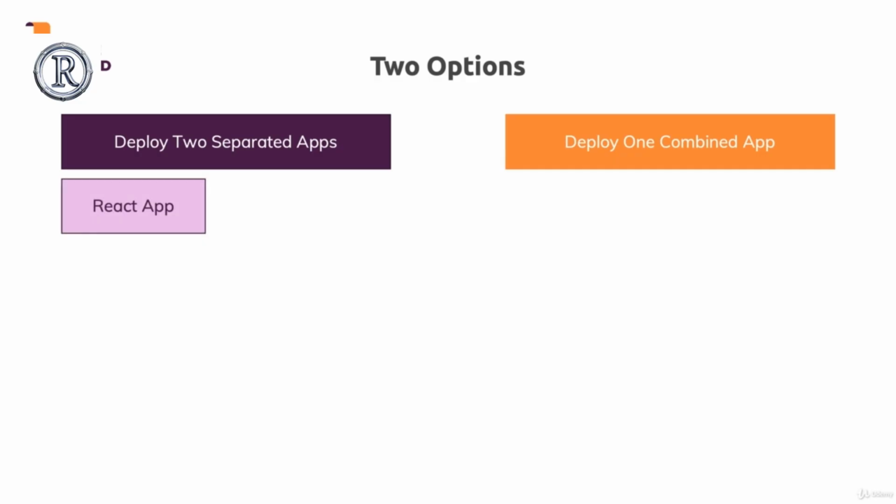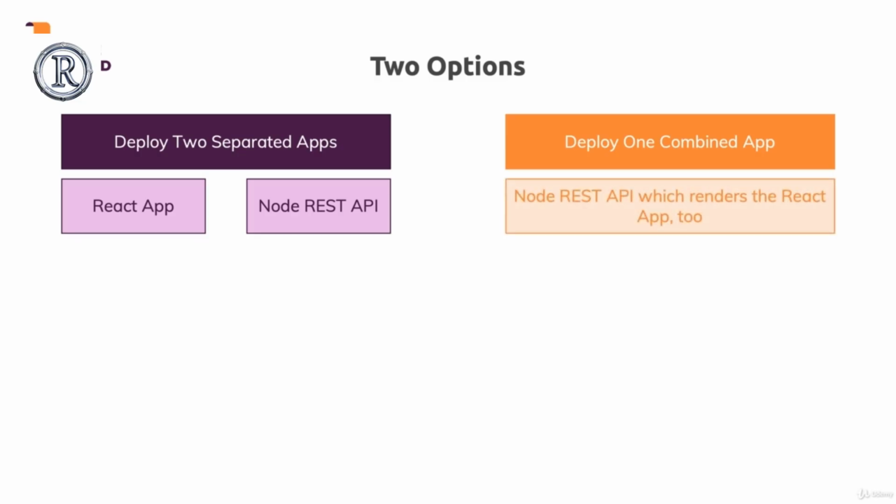There, your React app and your Node REST API would simply be deployed to different servers or different services which offer hosting. In the combined app case, we change our Node REST API a little bit to not just be a pure REST API anymore, but to also have a route which in the end returns the React app, so that we have both the backend routes, the API routes, and here's the React app route hosted or served through the same Node REST API.